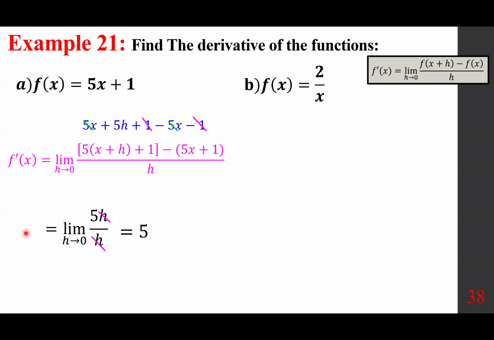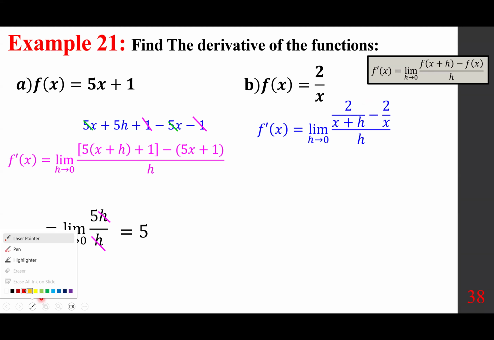Now, this one, the limit as h approaches 0, fraction bar, at the bottom is h. The numerator is f of x plus h, 2 over x plus h, minus f of x, 2 over x. So the numerator is f of x plus h minus f of x. So, of course, if you plug in, you get 0 over 0. The technique is LCD, the least common denominator, which is the product of these two, x times x plus h.